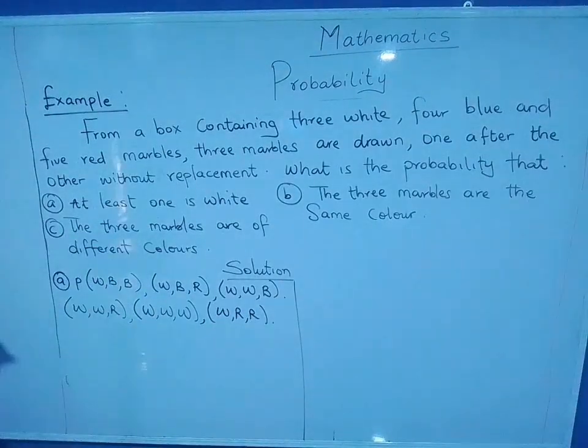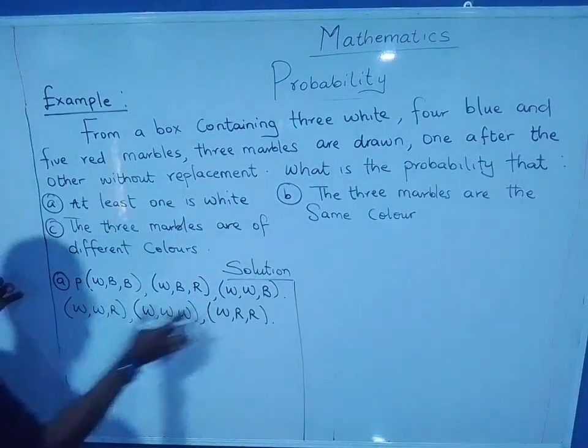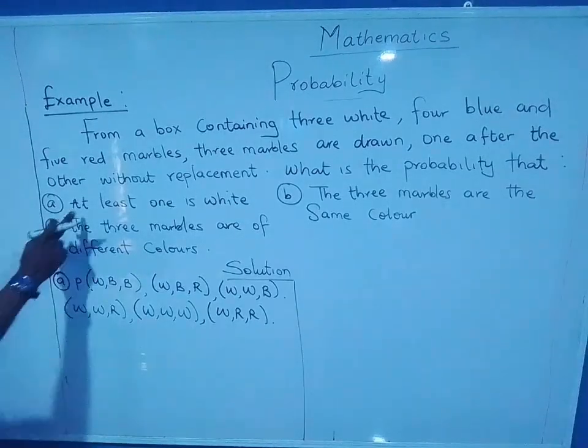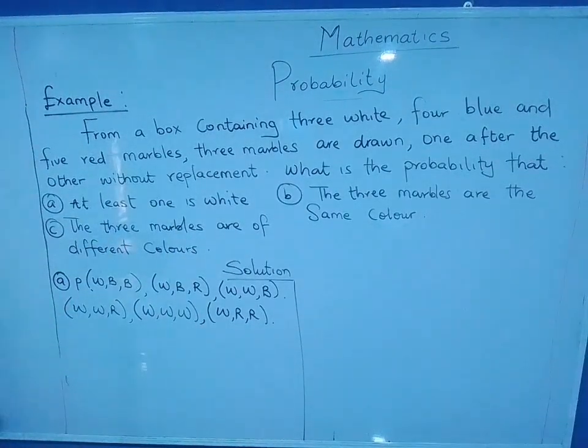Okay. So either this or this or this or this or this or this. No, we can't have red, red, red because there must be at least white. They said at least one of them must be white. Are you seeing it? So these are the only things that you can have. White, blue, blue, white, blue, red, white, white, blue, white, white, red, white, white, white, or white, red, red.